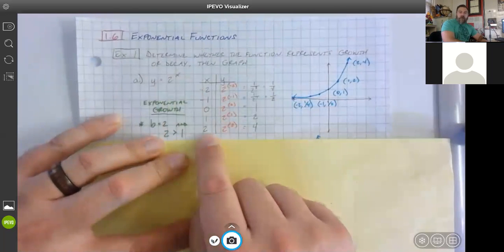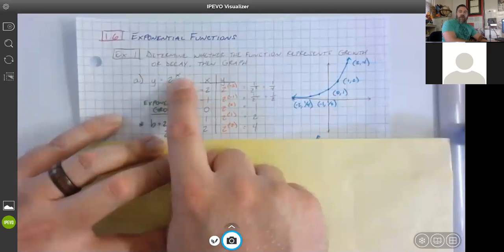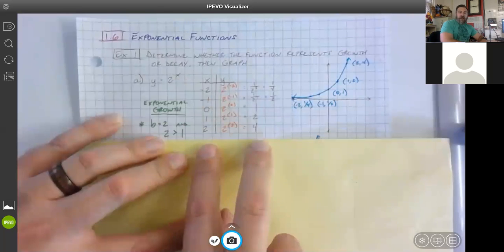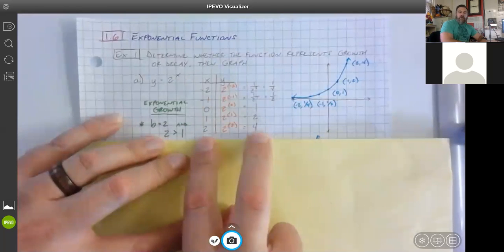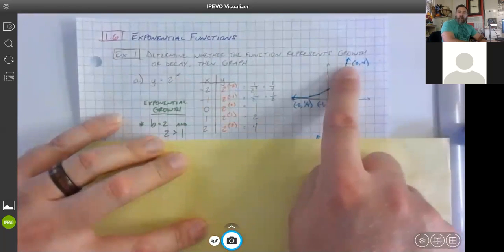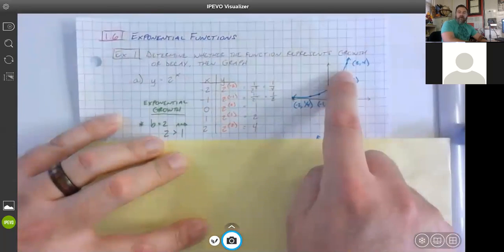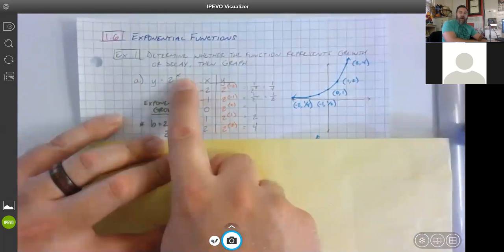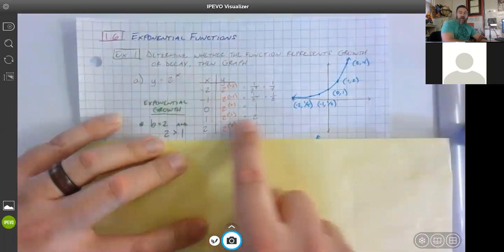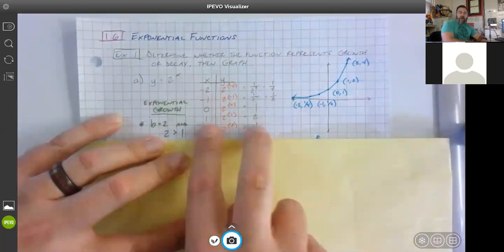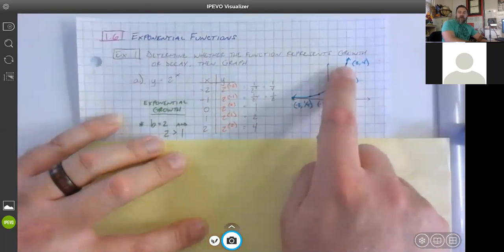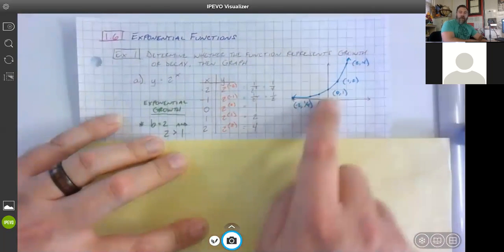So if I plug in 2, 2 to the 2 power, or 2 times 2, is 4. What we've just done is created a coordinate point. 2, 4 represents a coordinate point on whatever this will end up looking like. Keep going, 1 point's not enough to figure it out. So if I plug in 1 now, 2 to the 1 power, or just a single 2, equals 2. We just created another coordinate point, 1, 2. And so there's my second coordinate point. Now, with just those two, it might even look linear, but obviously I've got to keep going.